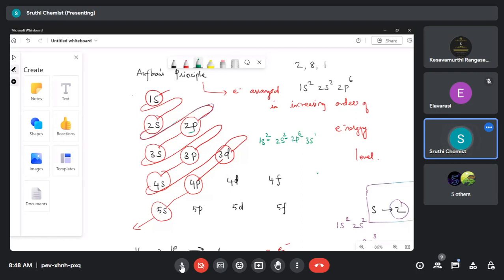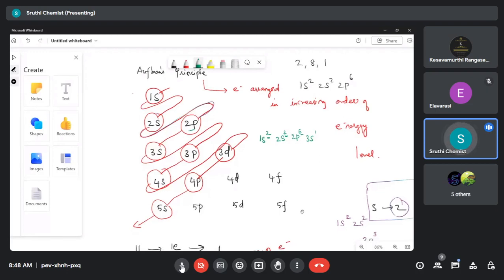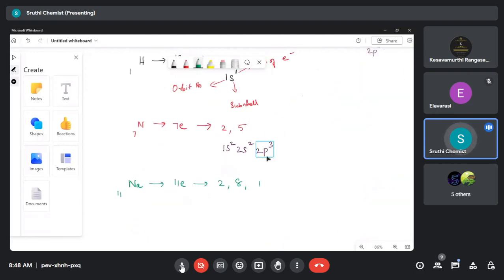Okay, so the sodium electronic configuration is 1s2, 2s2, 2p6, 3s1. I'm just going with this order and I'm getting this configuration. So now I'll fill it up here: 1s2, 2s2, 2p6 and then 3s1. So what is this?